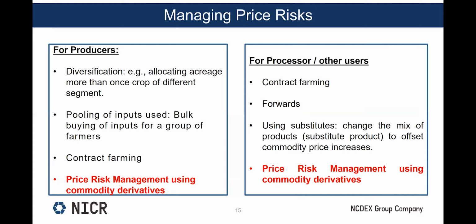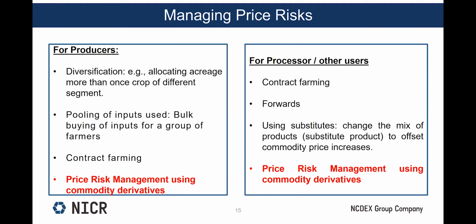Similarly, for processors, for example, there are many organizations who actually like gherkins, the small cucumbers in Karnataka, one of the first successful contract farming models. There are forward contracts where one can negotiate a year-long or a seasonal contract. A lot of crops which are exported, let's say grapes, are forward contracted with the grape growers in Nasik area. And there are, of course, user substitutes.